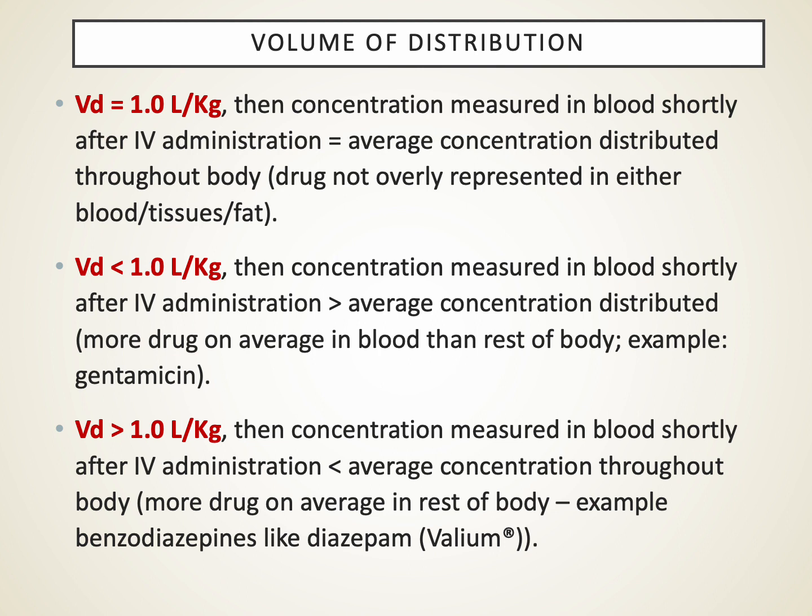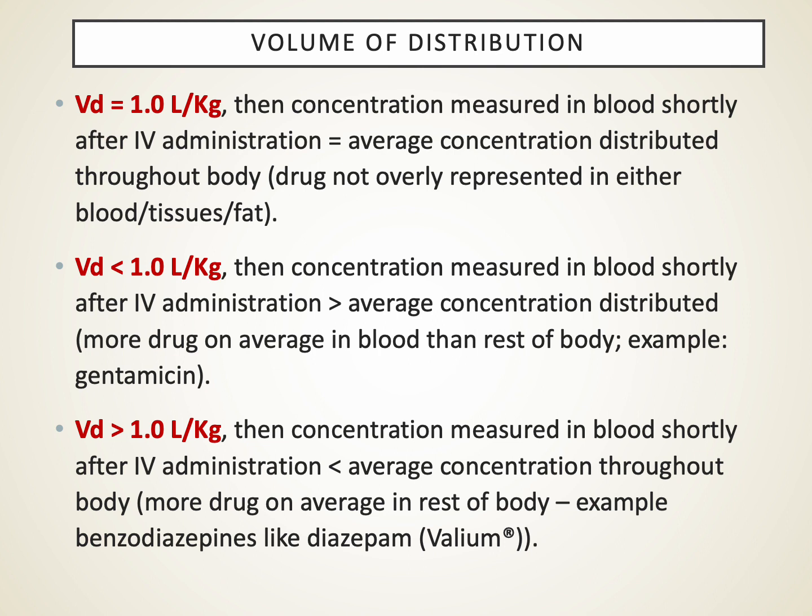A volume of distribution that's less than 1 liter per kilogram, particularly a drug that is a lot less than 1 liter per kilogram, by its very nature has more drug in the blood than the rest of the body, and these are generally very water-soluble or very highly plasma protein-bound drugs. These drugs generally have much higher levels in the blood than they have elsewhere in the body.